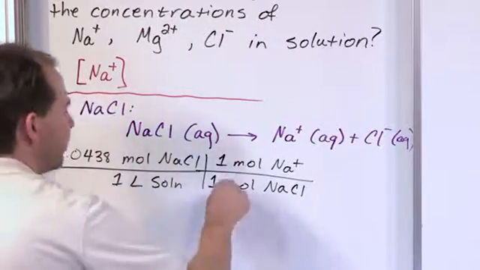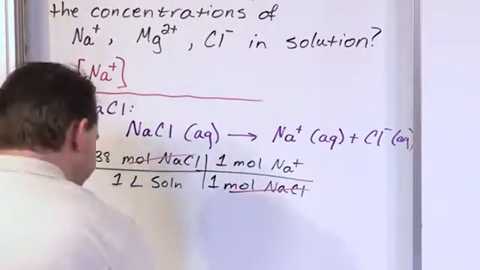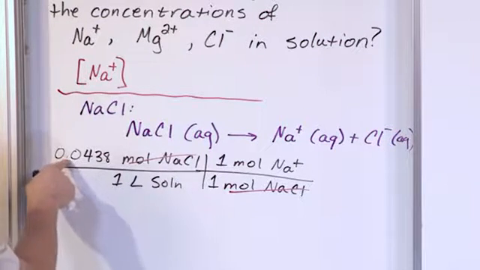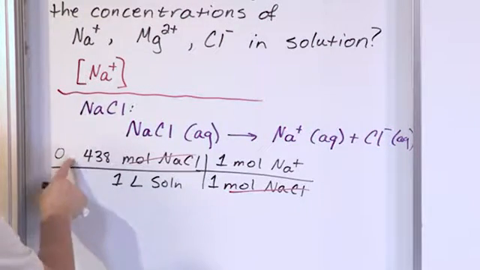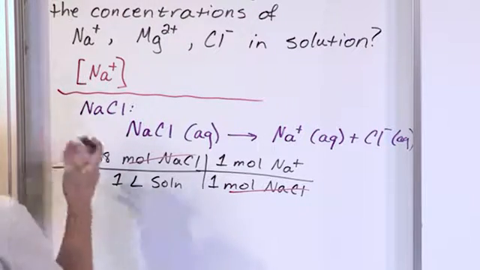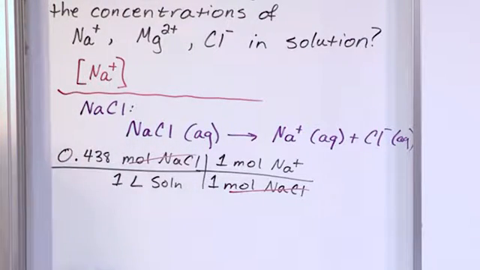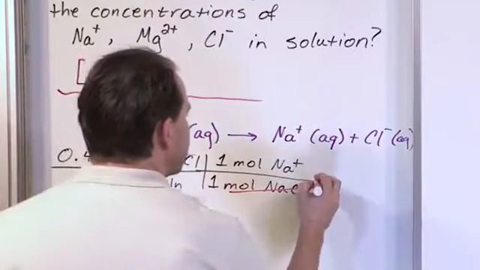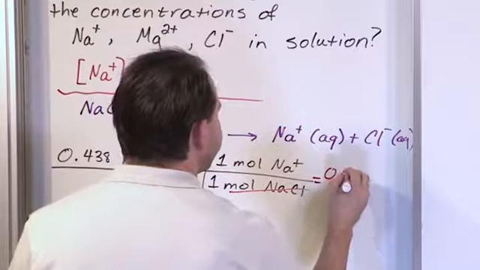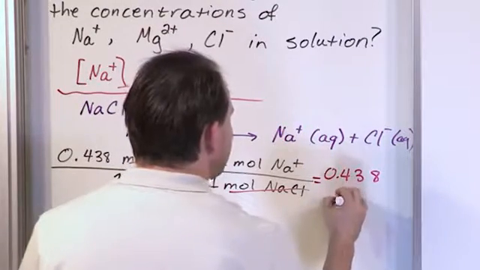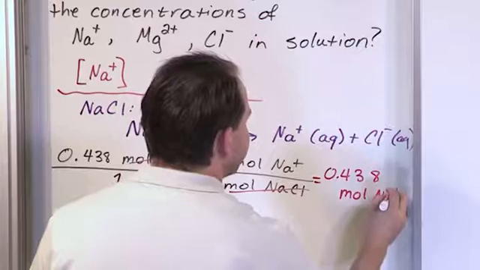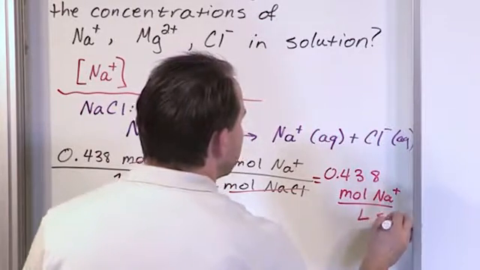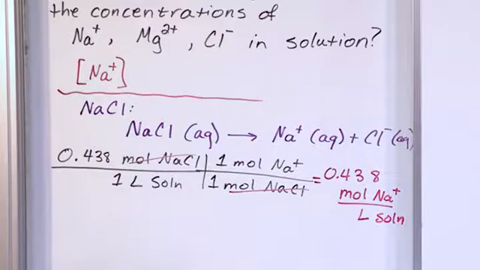And we construct it like this because we're canceling moles with moles. So really, there's not much math to do here because you got 0.0438, I'm sorry, that's not 0.04, it's 0.438. Like this, okay? You don't really do any multiplication because you're multiplying by 1. So what you're going to end up with is 0.438 moles of Na+ per liter of solution. So this is the concentration of the sodium ions in the solution due to dissolving this, all right?